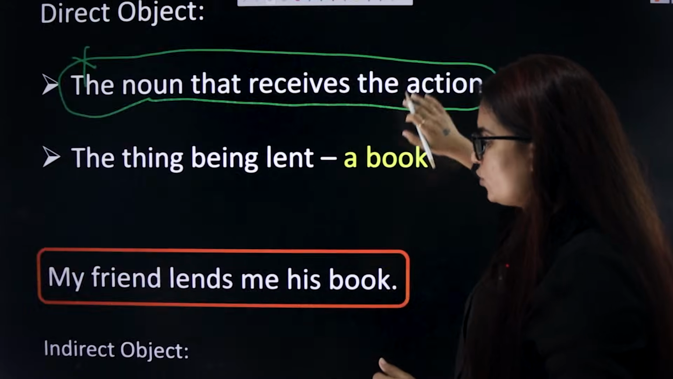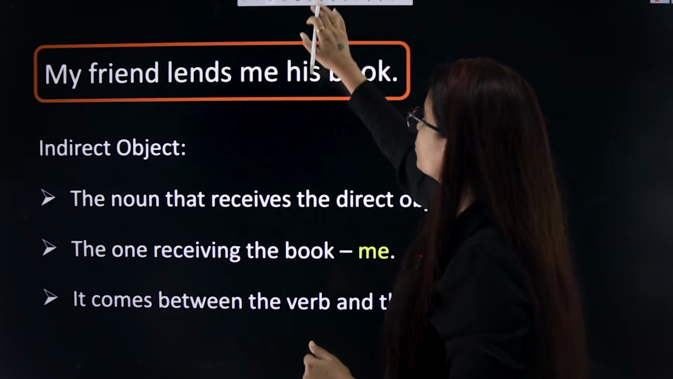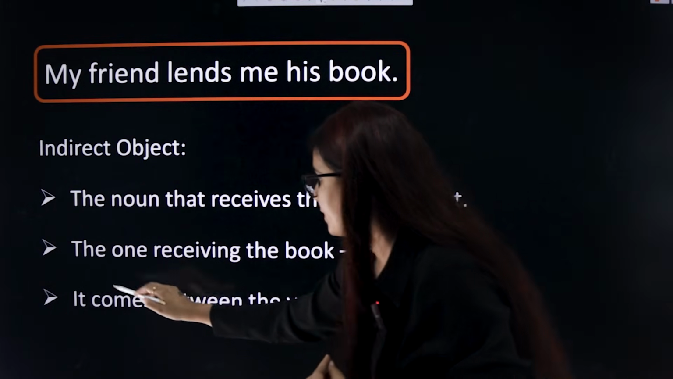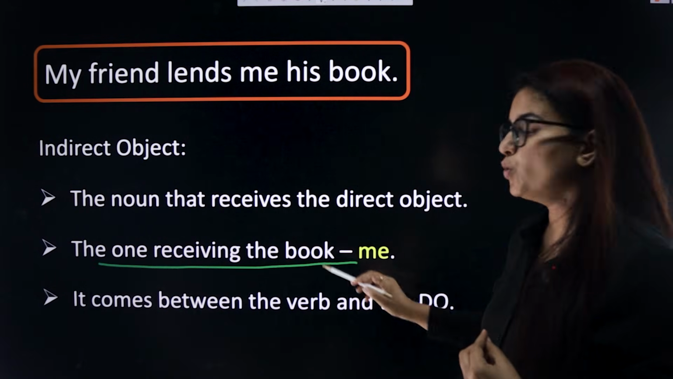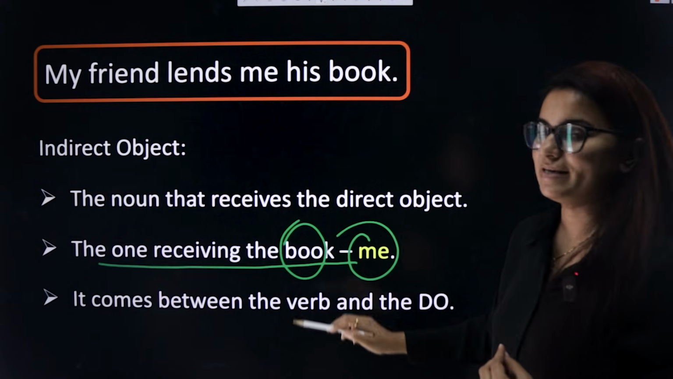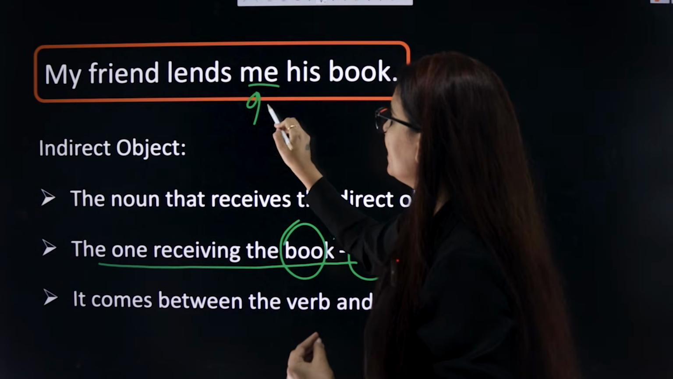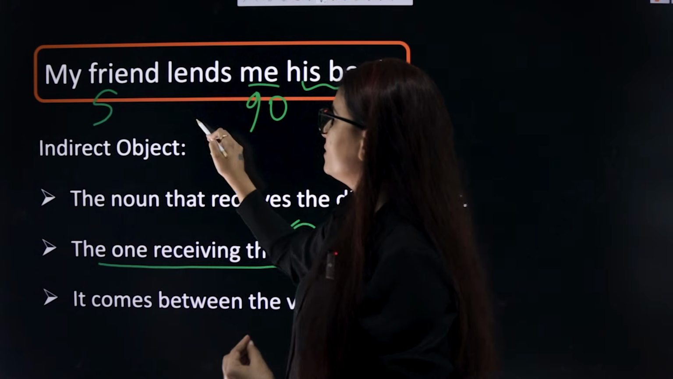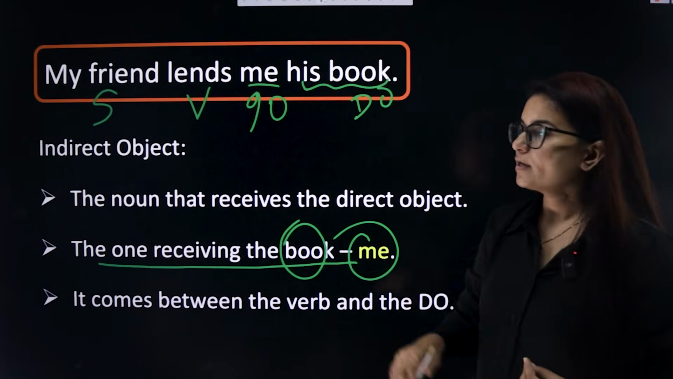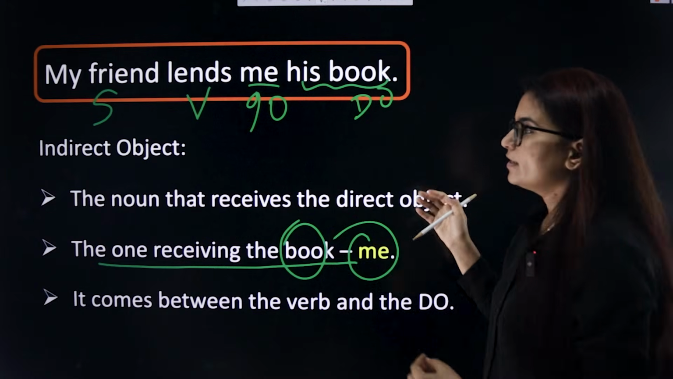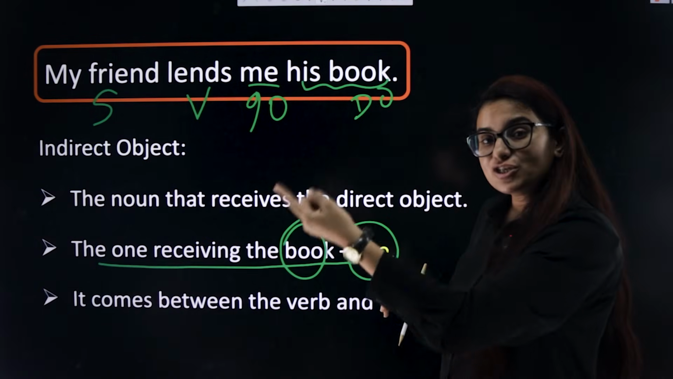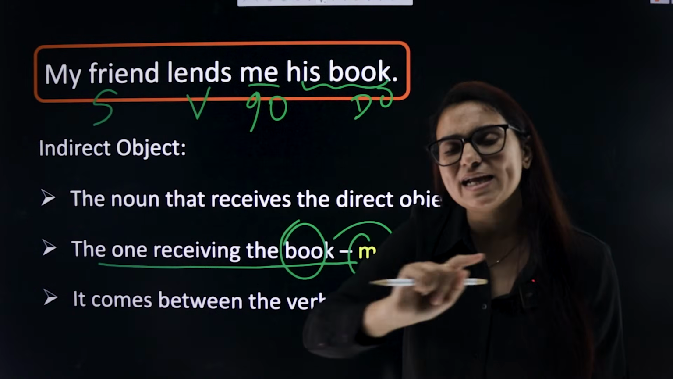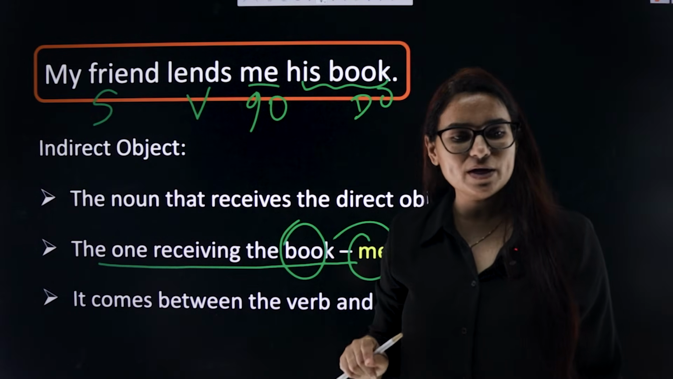Let's talk about indirect object. Indirect objects are those objects or that noun which receives the action. The one receiving the action. Who is receiving the book? Me. So, me becomes indirect object. This becomes direct object. This becomes subject and this becomes verb. Subject, verb, object. The one on which the action is taking place is direct object. Who is receiving that action becomes indirect object. Am I clear to everyone?